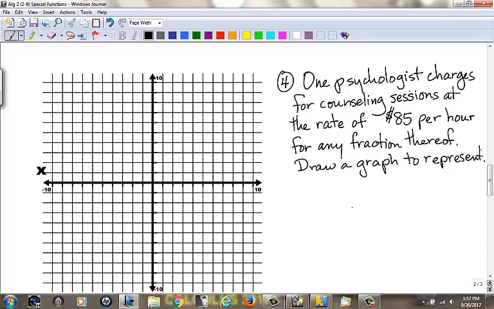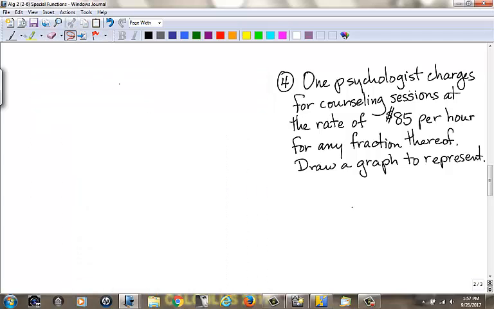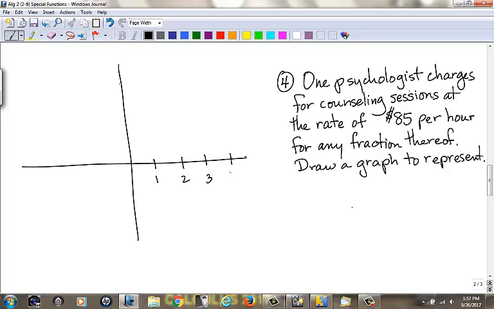Okay. First, I would ask, if they don't work at all, what did they charge them? 0. As soon as they work a minute, what are they charging? $85. And I'm actually going to do this one without the graph. I think it will go better. Okay, so let's just do a sketch. So, if this is first hour, second hour, third hour, you'll get the pattern.